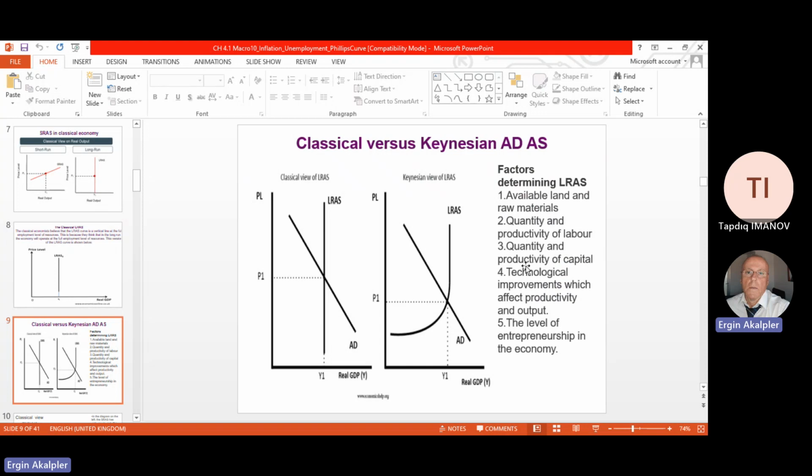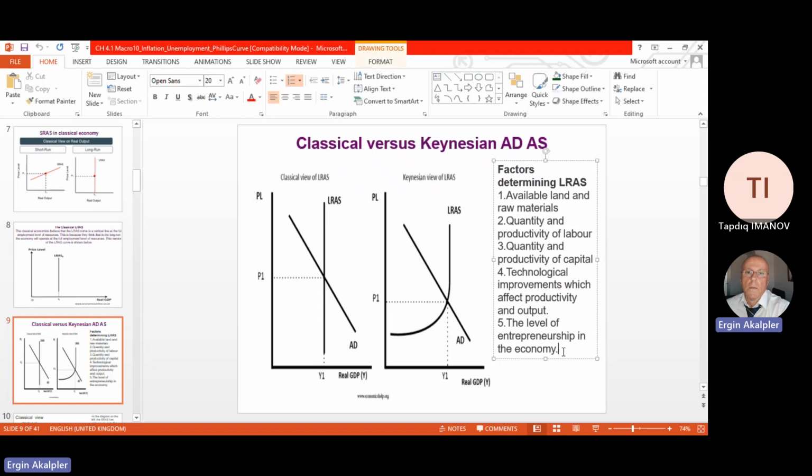When we are looking to the factors which affect the long run aggregate supply curve, we understand these are the available land and raw materials, the quantity and productivity of labor, which is effective for increasing the goods and services produced, and the quantity and productivity of capital. These are the most important factors which affect and change production. And the available technology is very important for increasing and enlarging the output, which affects productivity. We have already introduced these in the former classes.